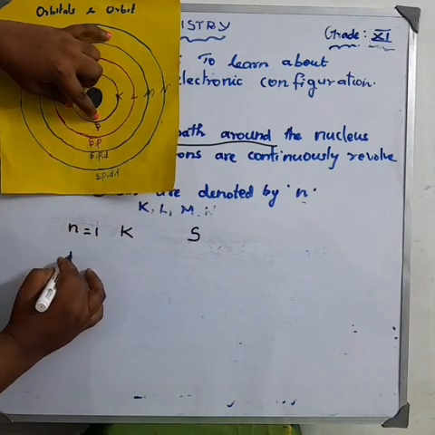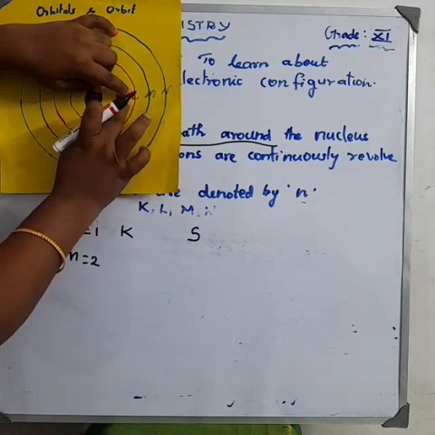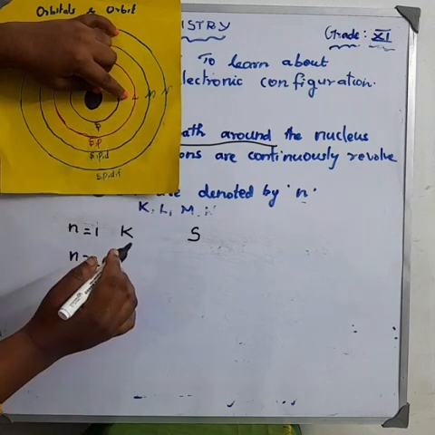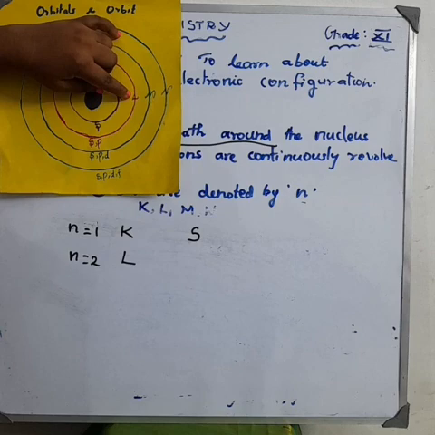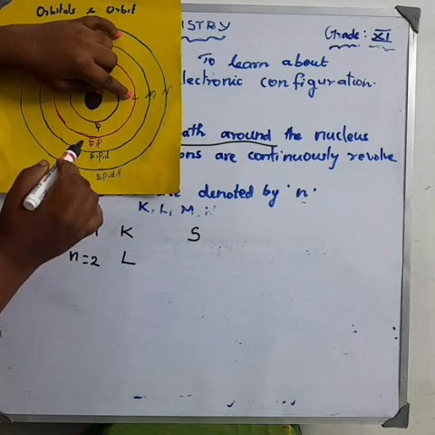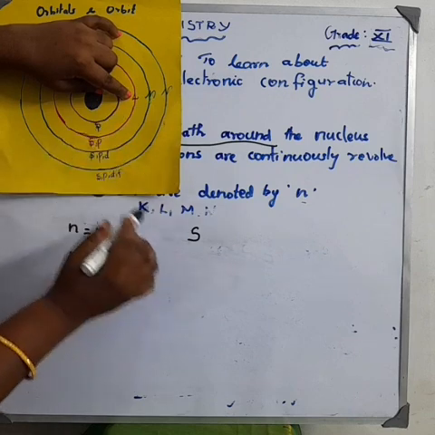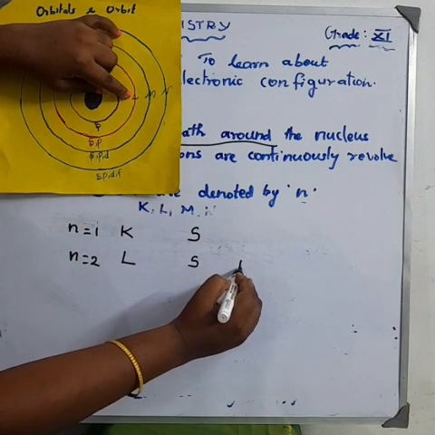And n is equal to 2 means second orbit. Second orbit means L. What is the orbit? L. And it consists of two subshells. What are they? S and P.